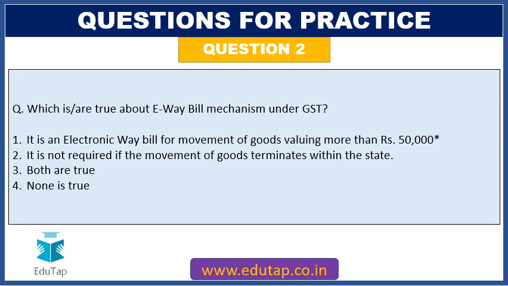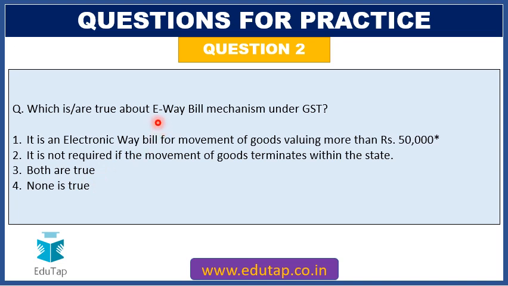Next question. Which is true about e-way bill mechanism under GST? Options are: it is an electronic way bill for movement of goods valuing more than rupees 50,000. It is not required if the movement of goods terminates within the state. Both are true, or none is true.